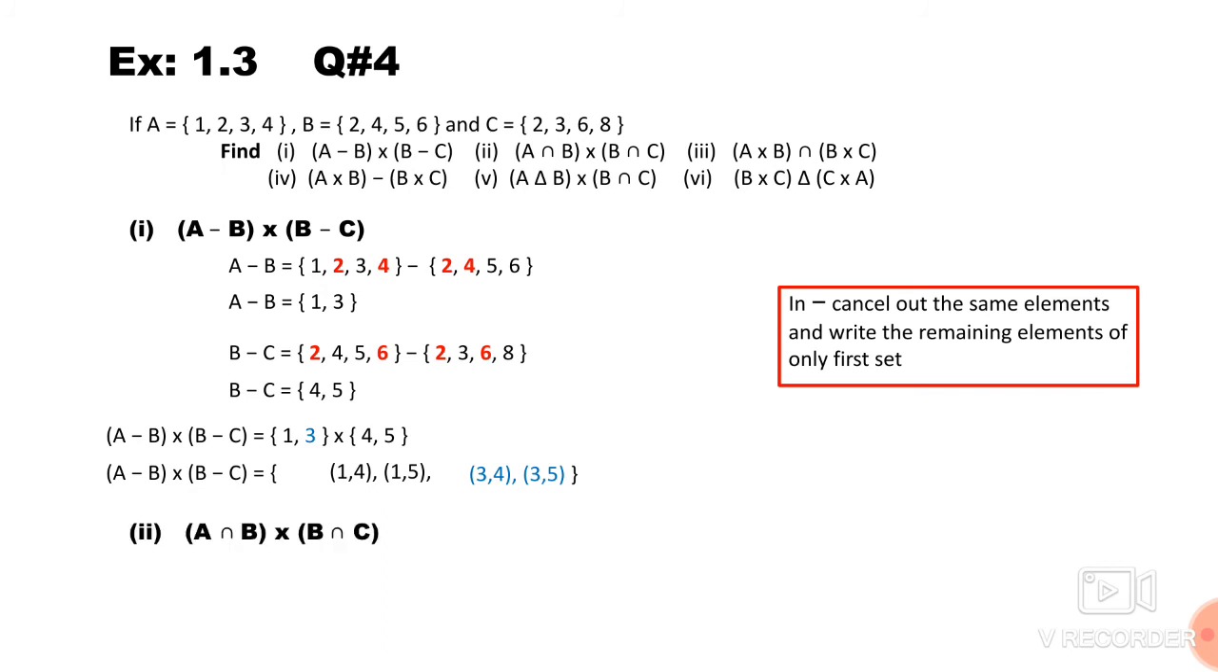Part 2, you have to do it yourself. You will find the intersection of A and B first, then the intersection of A and C, and then you will find the Cartesian product of both the sets. You have to do it yourself.